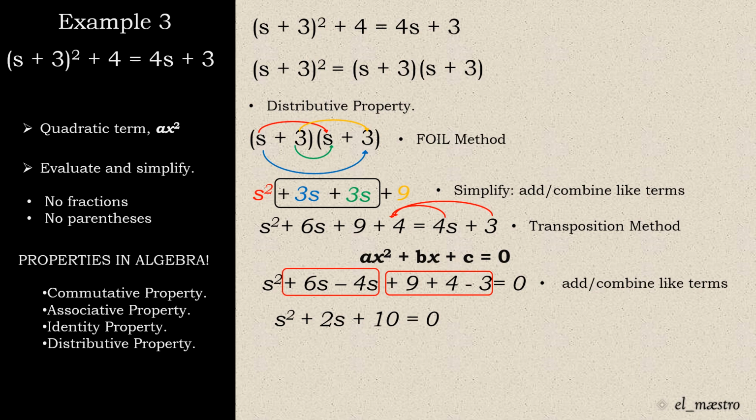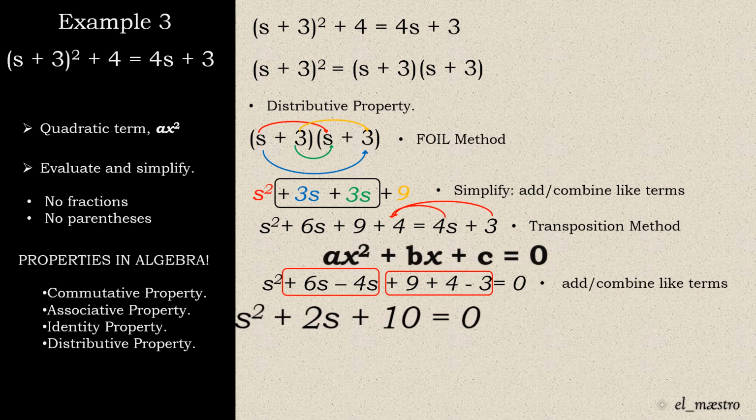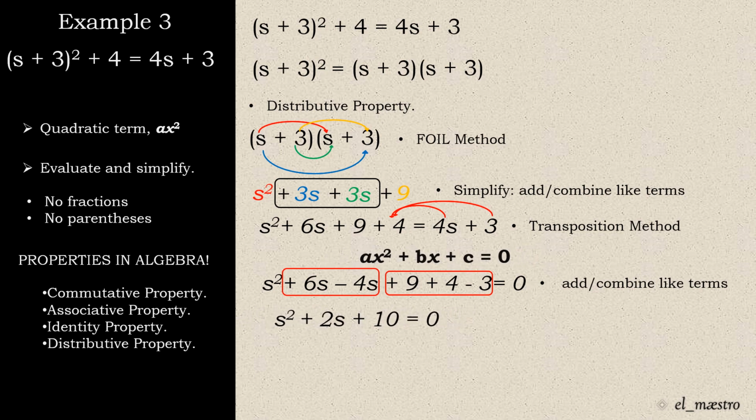Let's now compare this equation to our standard form. Look, they are the same. So this is now a quadratic equation. So in this, therefore, we can say that s squared plus 2s plus 10 is equal to 0. We can conclude that this is a quadratic equation. Okay, so after identifying that this is quadratic, let's have the elements or terms in it.